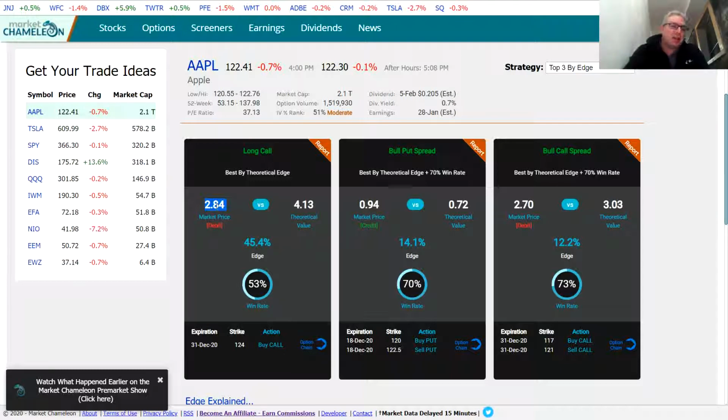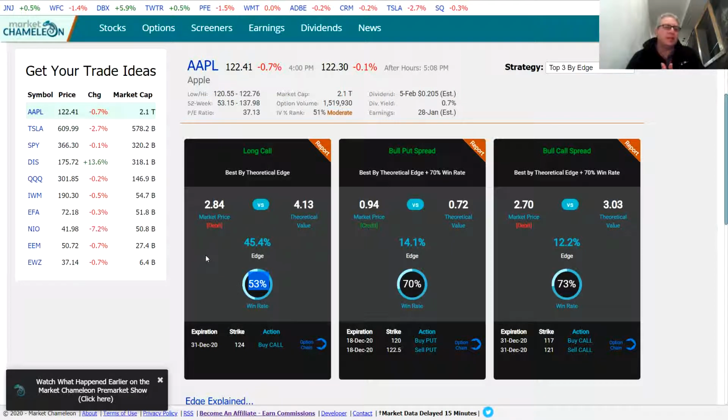You pay $284, but theoretically the price of call 124 for December 31st historically is 413 bucks. So you're paying about 284 instead of 413. That's like 140 bucks discount, which is not bad. And thus it says the edge is 45% and your win ratio is 53%. Would I take this trade? I don't know. That's something to consider, guys.